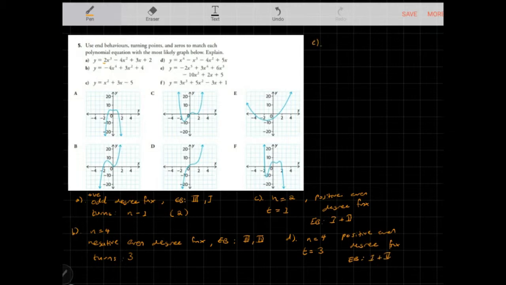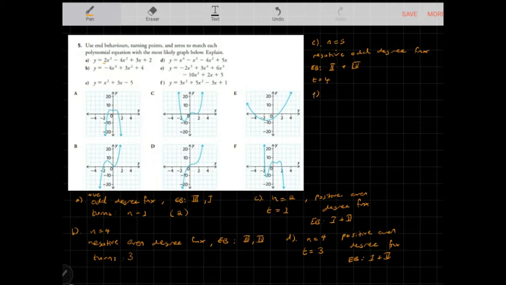Okay, let's take a look at part E. Right, so in this case, the degree here, n is equal to 5. If n is equal to 5, this is basically a negative odd degree function. So if it's a negative odd degree function, then we can imagine that the end behaviors here should be in quadrants 2 and 4. And the number of turns you should expect are 4 at max, right? So in maximum you should only see 4 turns.